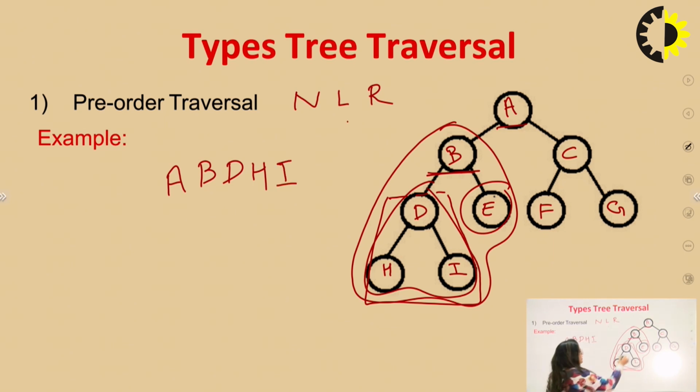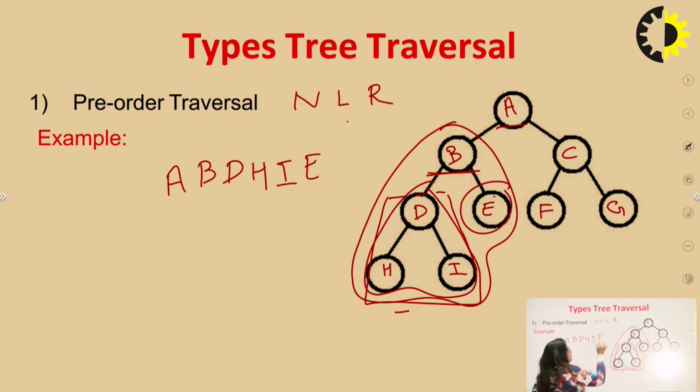Got it? Then according to this, the left part of B is completed here. Now this is left, so root is also visited here. Now complete all nodes of the left subtree. Now comes the right subtree. The right is here.